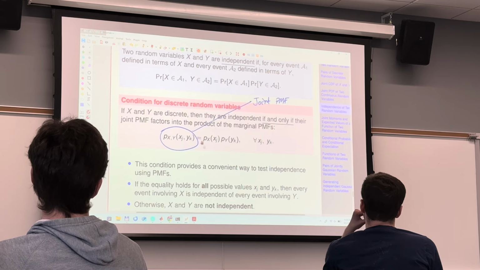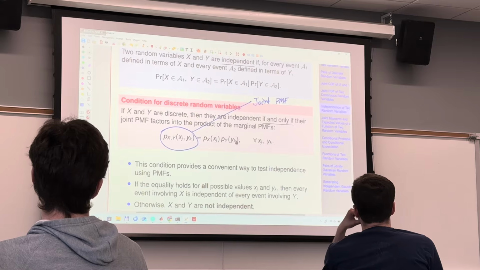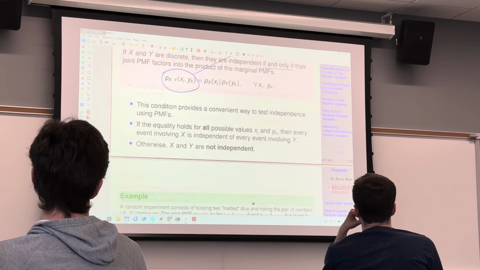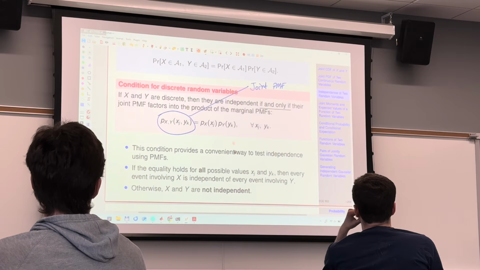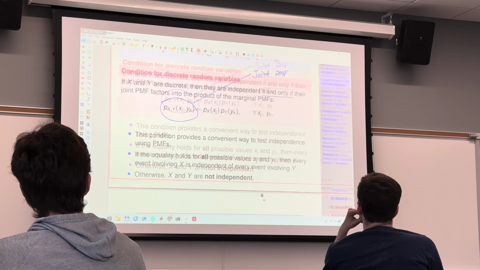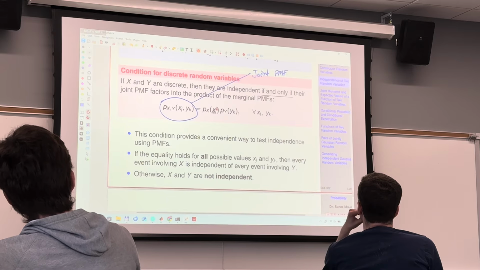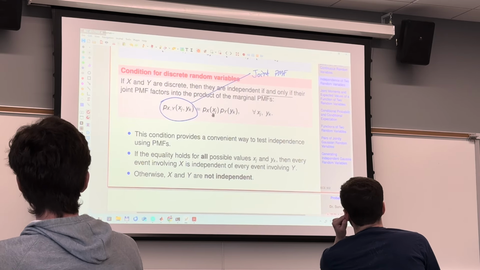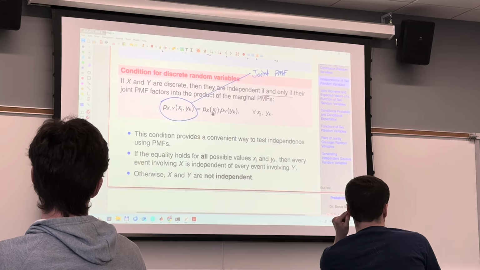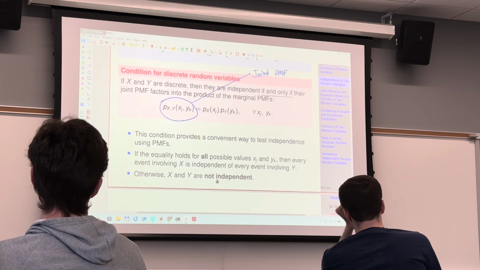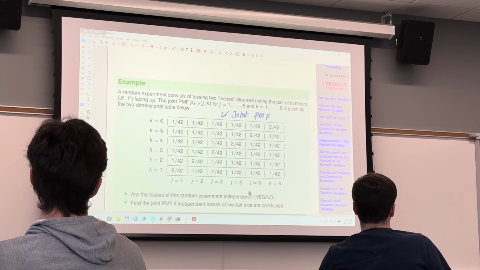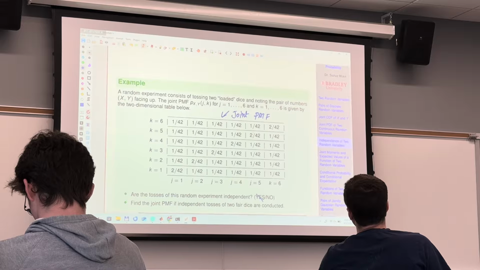Look at this equation. Right from this data we have the equation for the joint PMF of two random variables that would be independent if the joint PMF is the multiplication of the marginal PMFs. So, what is the answer? Yes or no? The answer is no. Why?